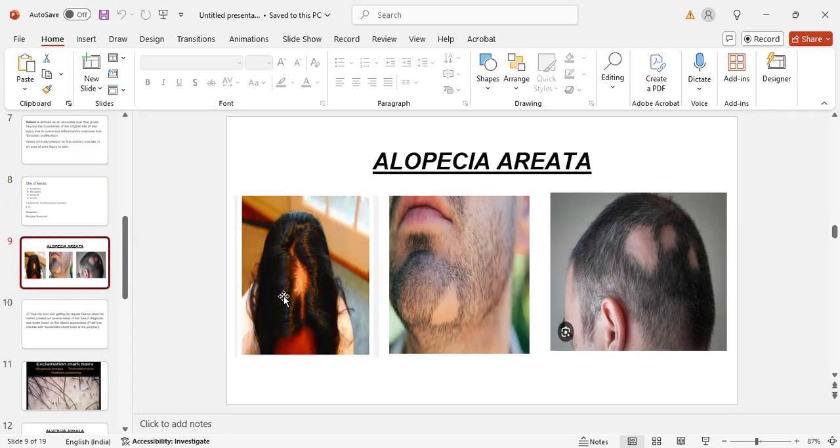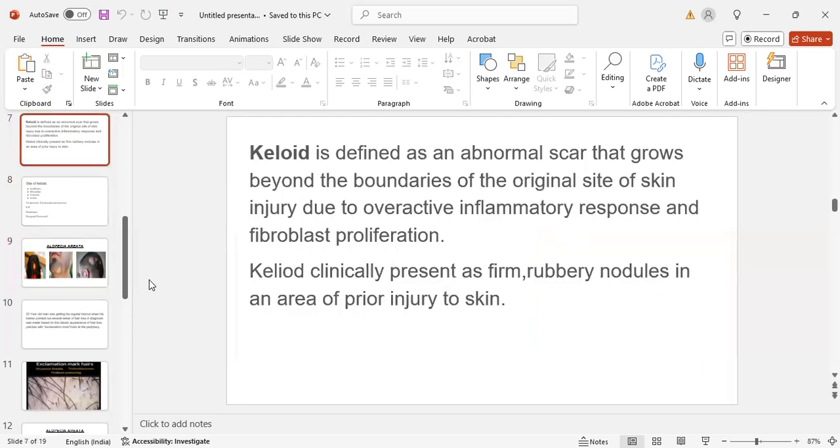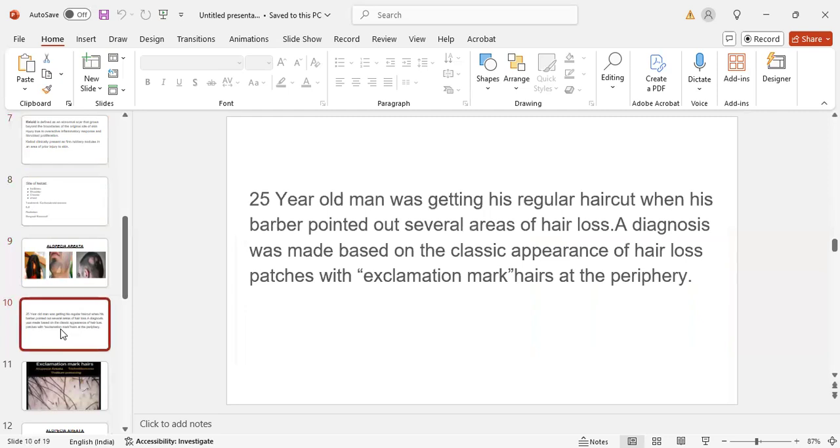Here I've given a picture of a female patient having alopecia areata in the hair region, one in the chin region, and again a male patient. So how will the patient present to you? A 25-year-old man was getting his regular haircut when his barber pointed out several areas of hair loss. A diagnosis was made based on the classic appearance of hair loss patches with exclamation mark hairs at the periphery.